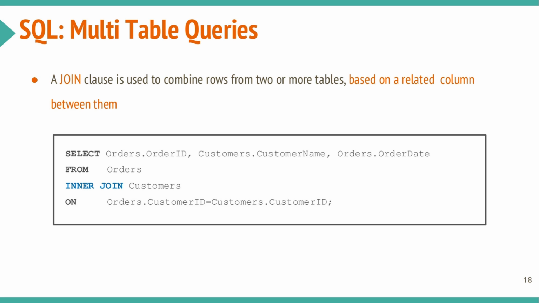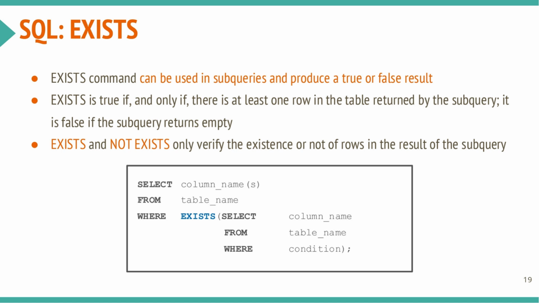Until now, we have only taken data from one table at a time. But in the real world, information is stored in many different tables. We use a join to connect tables together using a related column. The exists command is like asking a simple yes or no question to the database. It checks if a subquery, a query inside a query, returns any results.